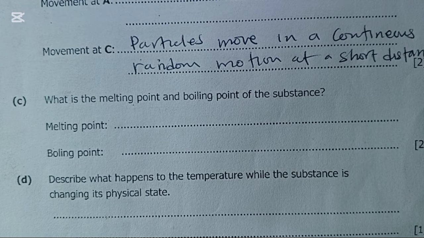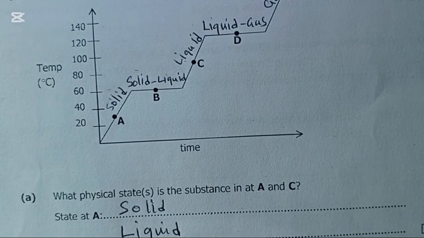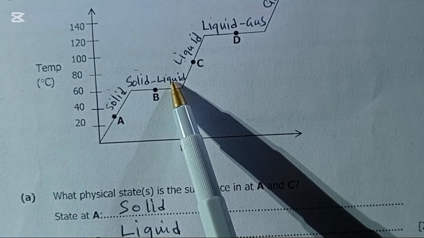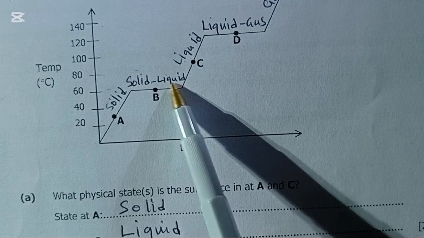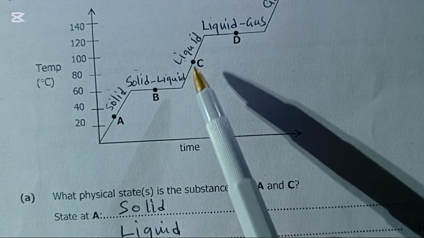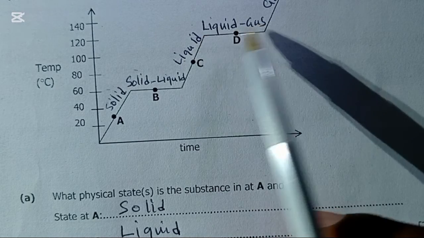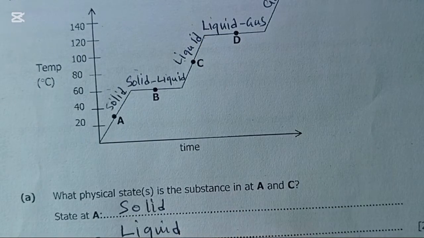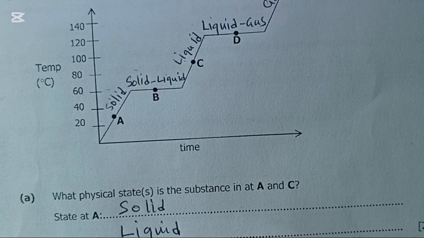Then part C, what is the melting point and the boiling point of the substance? So we've got the graph. So the point where solid is changing to liquid, that is what we call the melting point. So in this case, the melting point is 60 degrees Celsius. Then the point at which liquid is changing to gas, it is what we call the boiling point. So there it is 120 degrees Celsius.